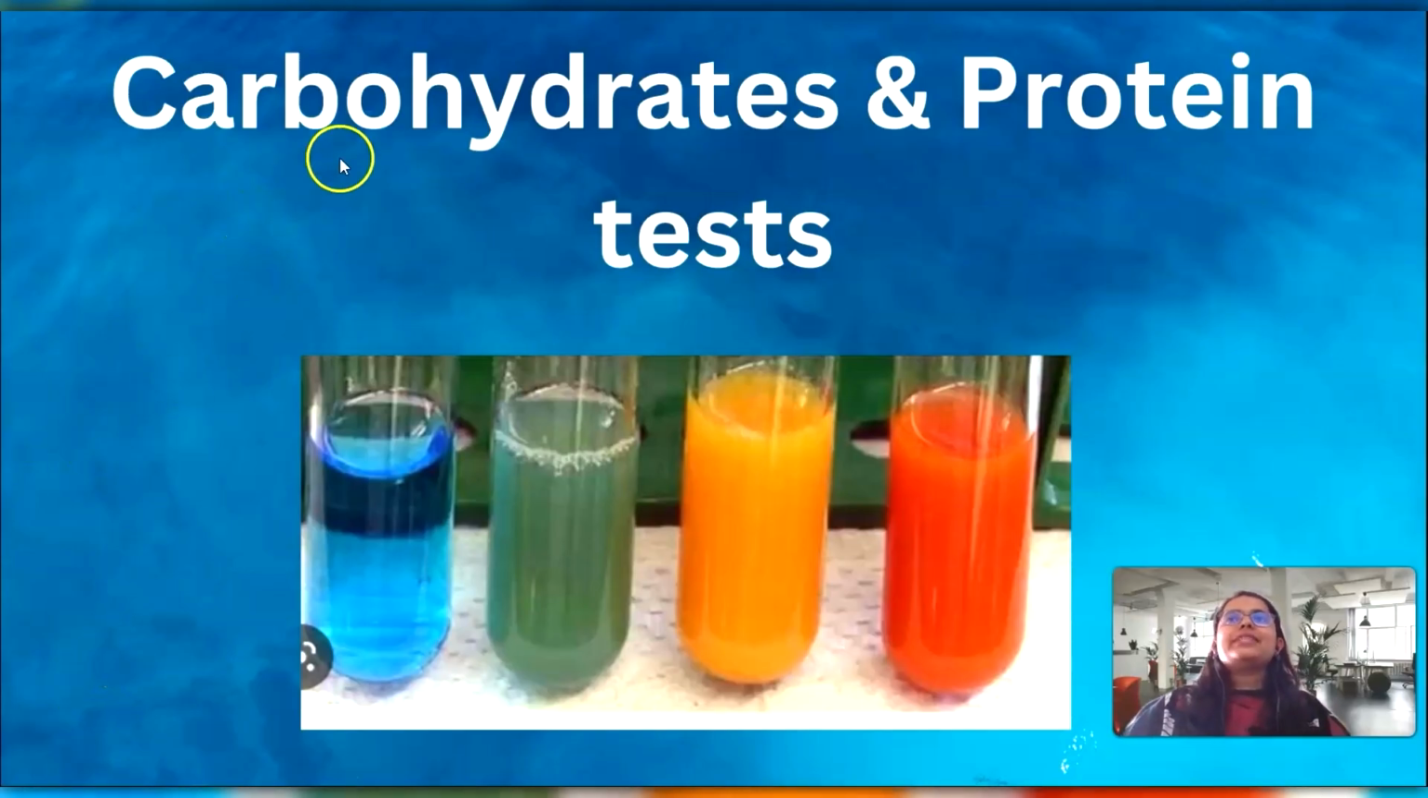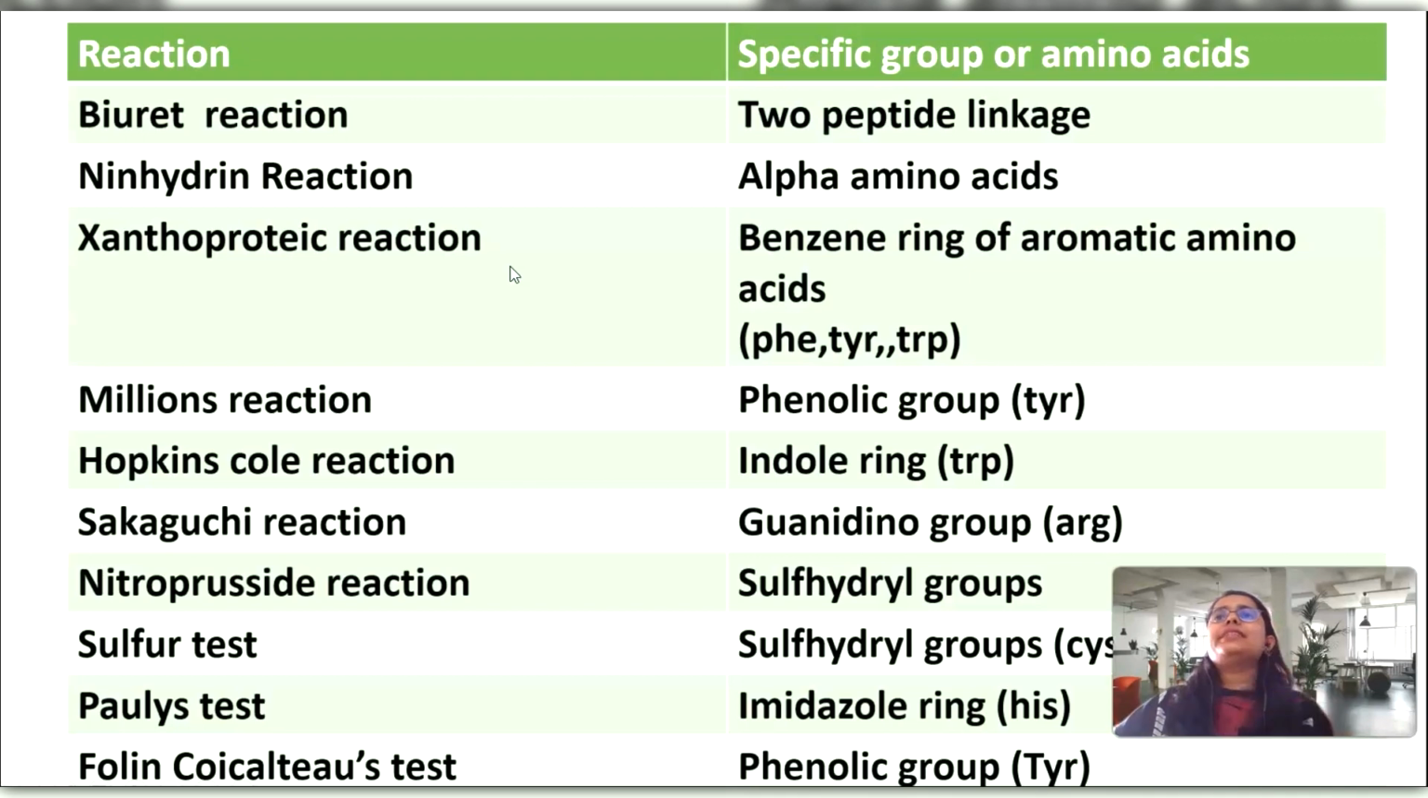Here you can see the carbohydrate and protein tests. I have put an image of test tubes, so you will get how to perform the carbohydrate and protein tests. Let's start with the studies. I have put one column here which is very important from the point of view of exams. So let's start with the reaction and the specific group of amino acid which is identified with the help of this particular reaction. Let me take a pen.